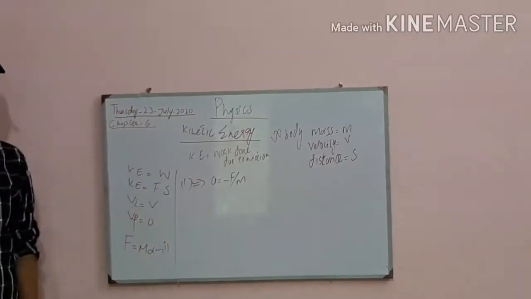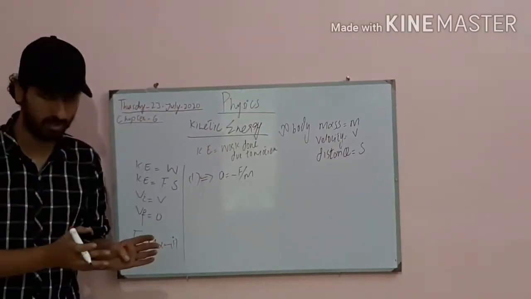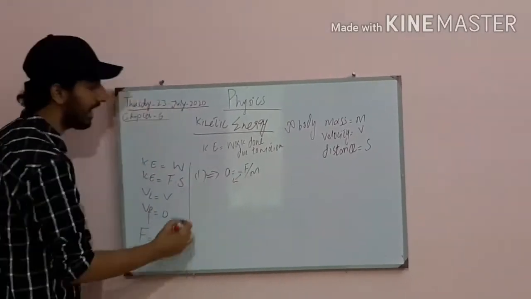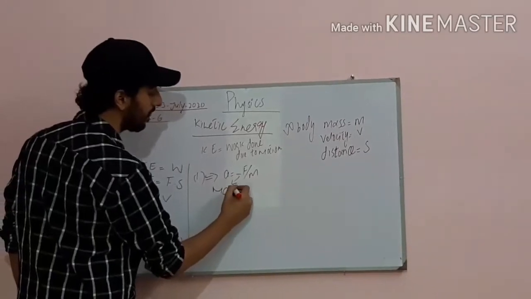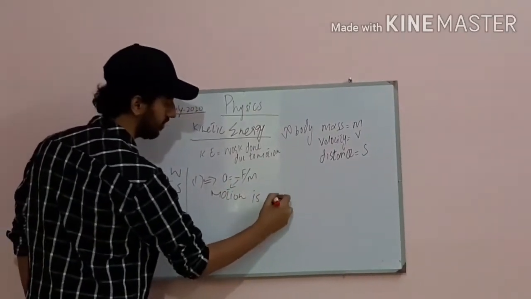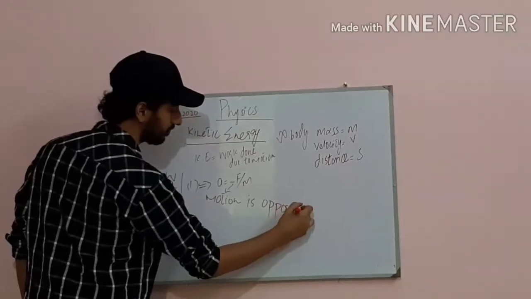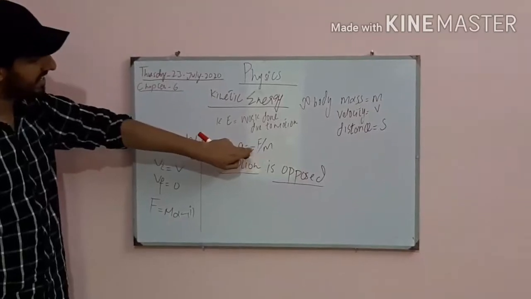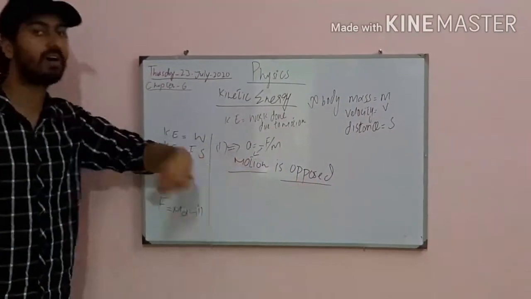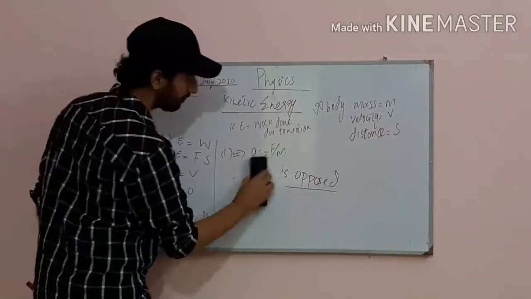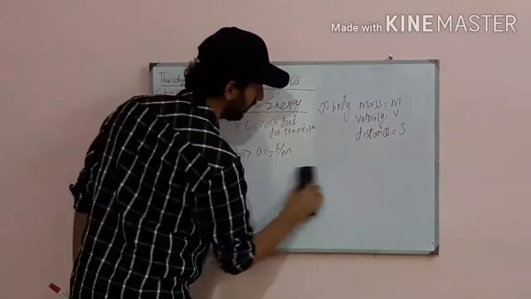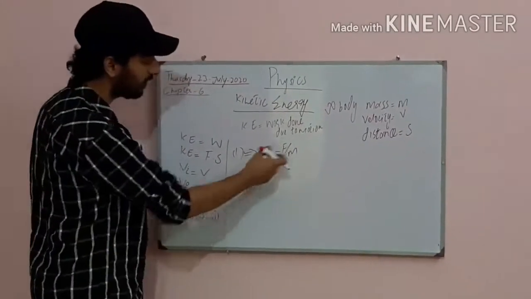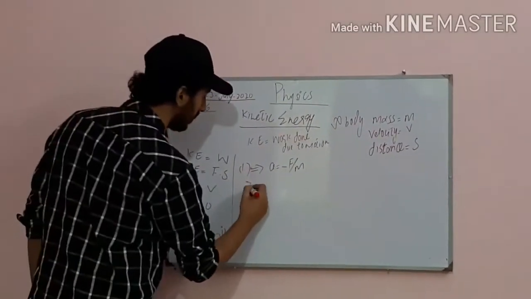The negative sign shows that motion is opposed. Motion is opposed by the force of friction. This negative sign shows that motion is opposed by the force of friction. Now we are going to derive the final equation of kinetic energy. a is equal to minus F by m.